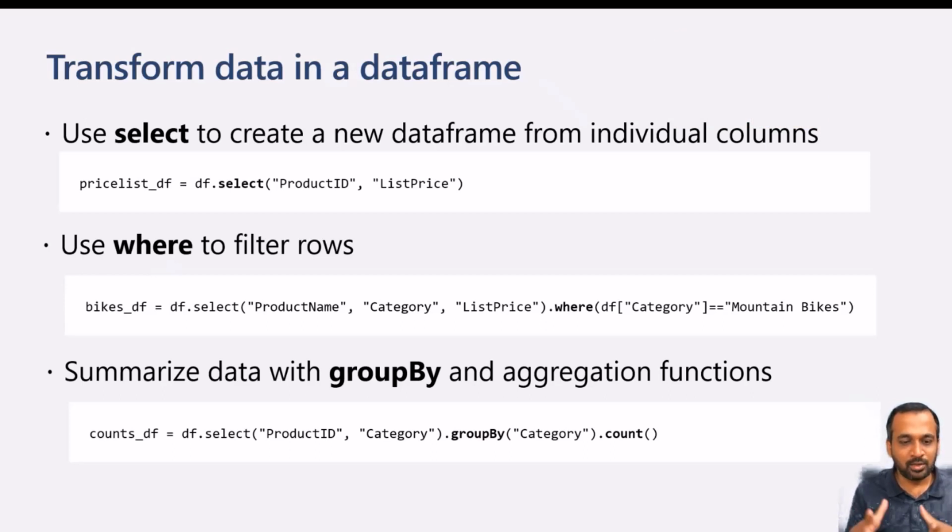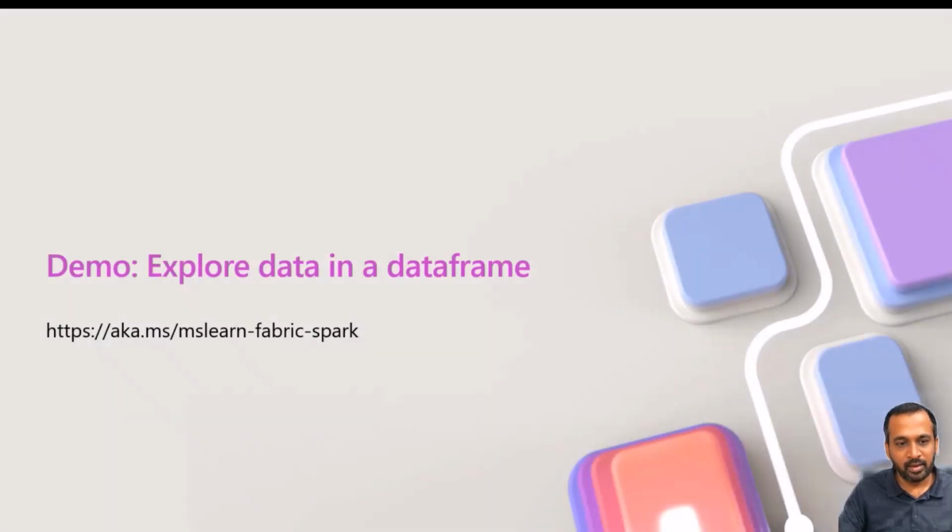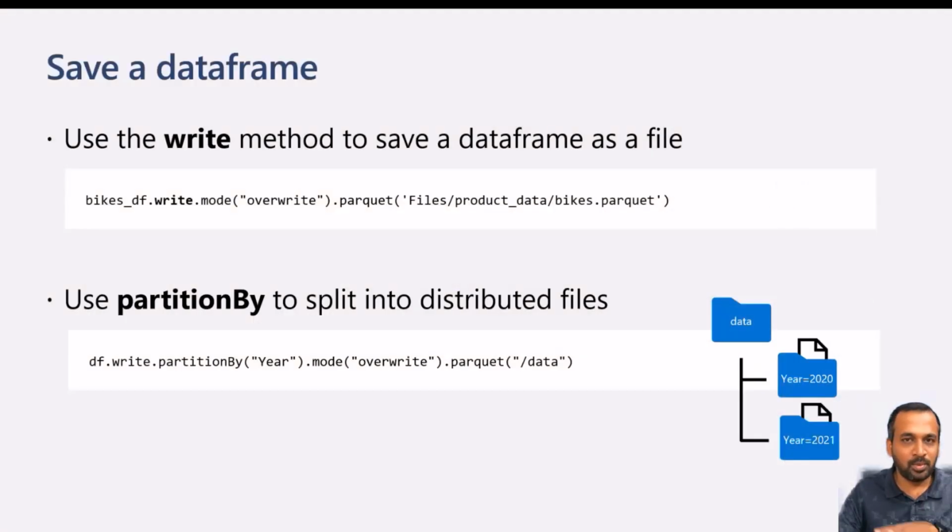If you want to summarize, group by with an aggregate function, you can also use that. We are similarly using df.select the columns ProductID and Category, and then groupBy(Category).count. It is going to give you the count of product IDs inside each category here. A demo of everything we are going to cover in the next video, but we'll just cover the basics of the theoretical concepts here.